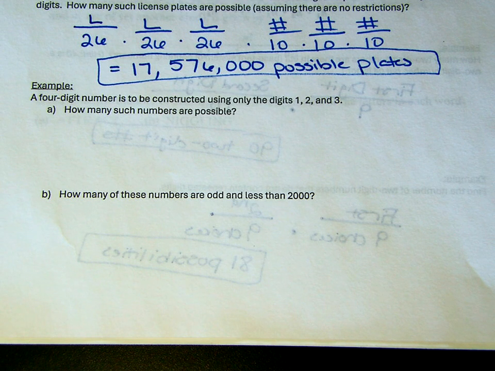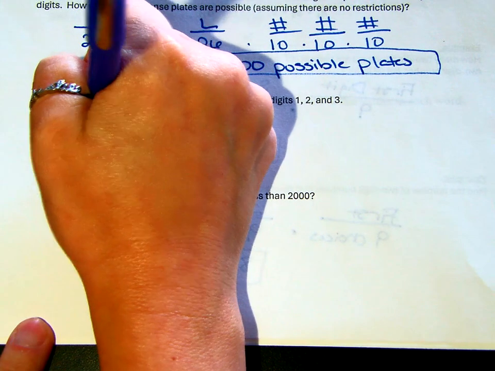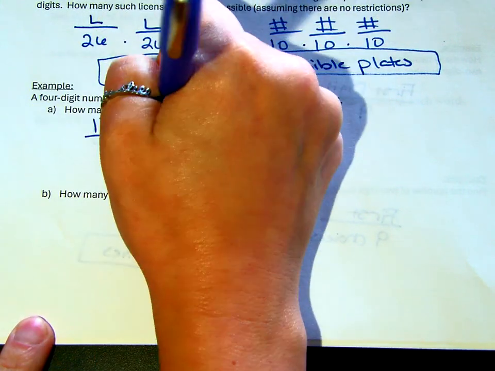How many such numbers are possible? So in this case, we don't have any restrictions. It doesn't tell us they can't repeat. Obviously, we're going to have something repeat at some point because we only have 3 viable numbers, but we're going to have 4 digits. So we have our first digit, our second digit, third, and fourth.